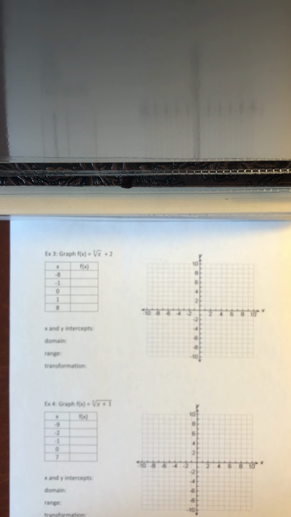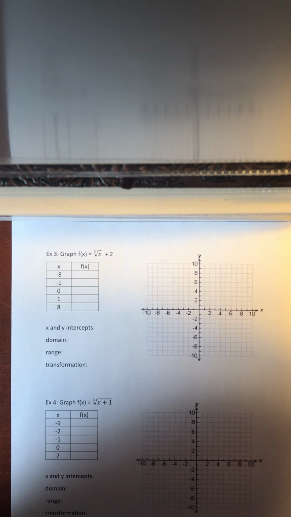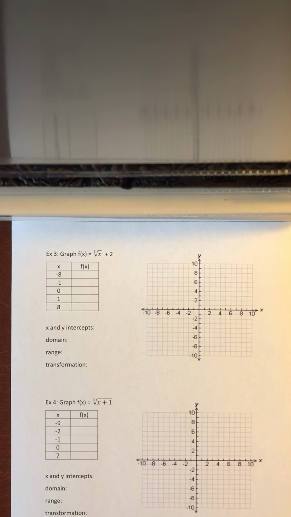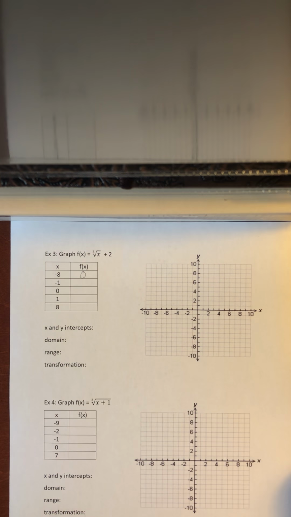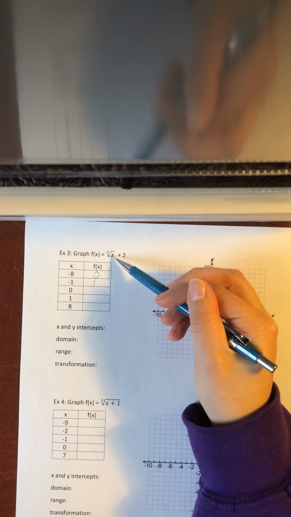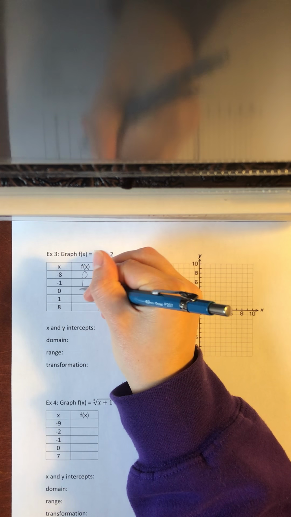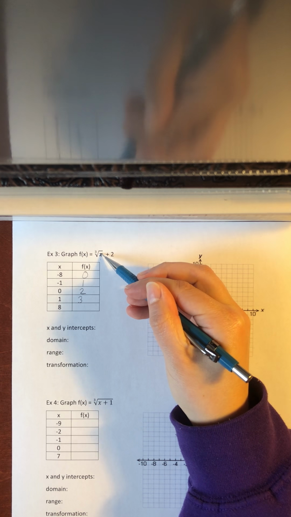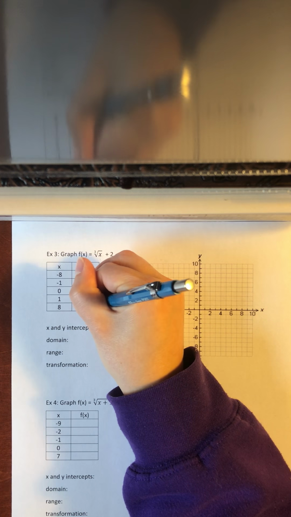Graph f of x equals the cubed root of x plus 2. So for this one, we're going to plug in negative 8. The cubed root of negative 8 is negative 2. Negative 2 plus 2 is 0. Cubed root of negative 1 is negative 1 plus 2 is 1. Cubed root of 0 is 0 plus 2 is 2. Cubed root of 1 is 1 plus 2 is 3. Cubed root of 8 is 2 plus 2 is 4.